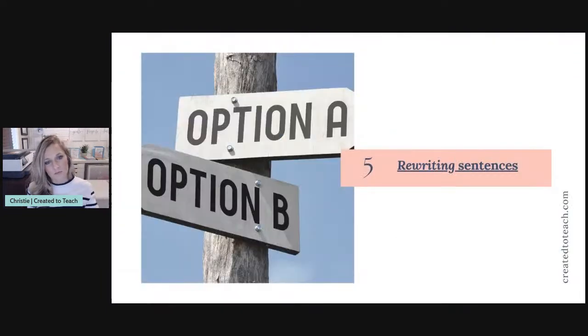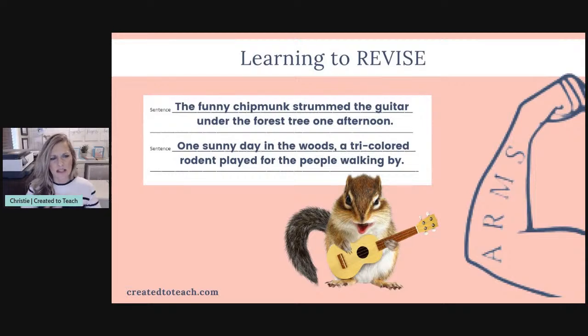Okay. So we're going to have to add a couple of words in throughout our sentence to make it make sense. Okay. So the funny is my adjective. The funny chipmunk. The adjective goes with the noun. Okay. The adjective describes the noun. The funny chipmunk. What did it do? It strummed. That's my verb.